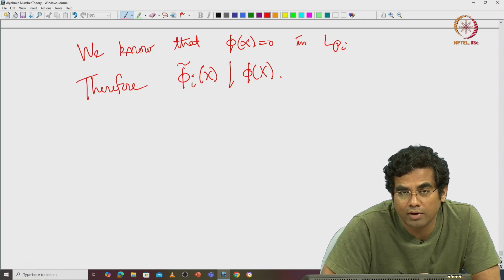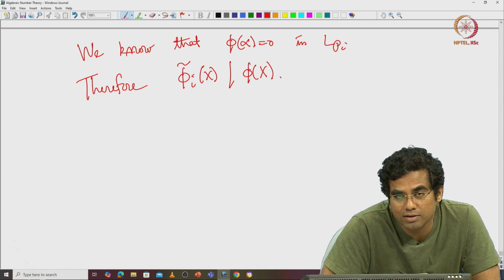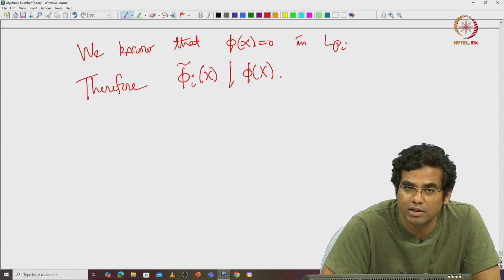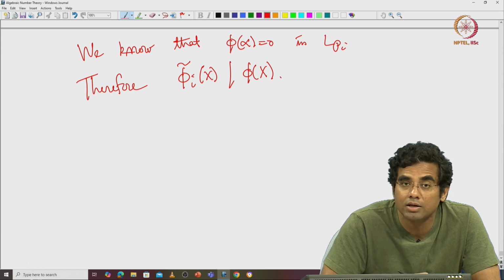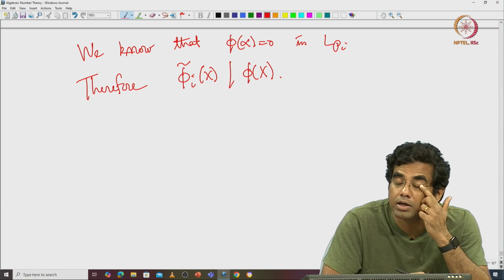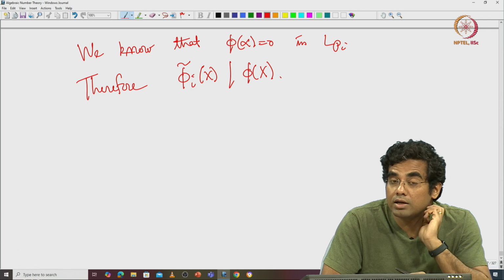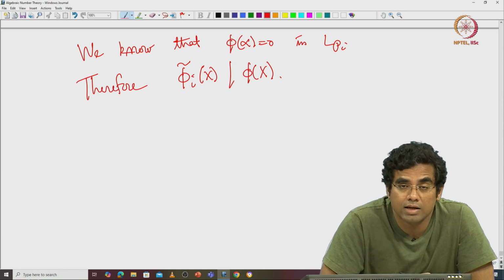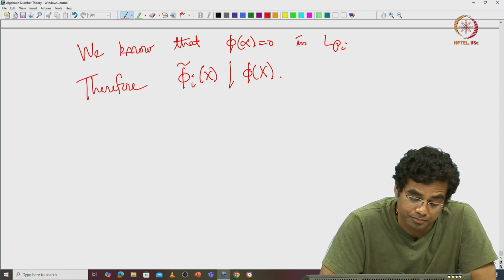If A1 divides B and A2 divides B, that does not necessarily mean that A1 multiplied by A2 divides B, right. We need some co-prime condition. So, we need that each of these phi_i tildes are pairwise co-prime, okay.